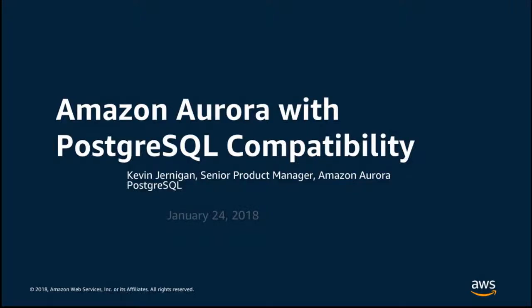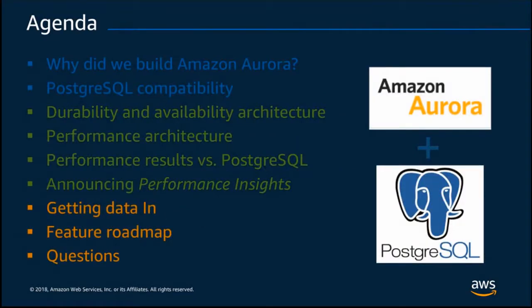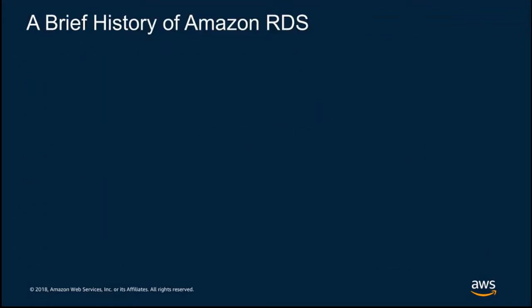We're going to go through an overview of Amazon Aurora with Postgres compatibility and get into some details on the architecture and the performance, as well as a few other features related to the overall product. I'm going to start by talking a little bit about why we built the Aurora project in the first place, and then go into specifics about Postgres compatibility that we have added, and dive deeper into the architecture, and then get to a few specific things about performance monitoring and data migration. And then we'll end with a few questions.